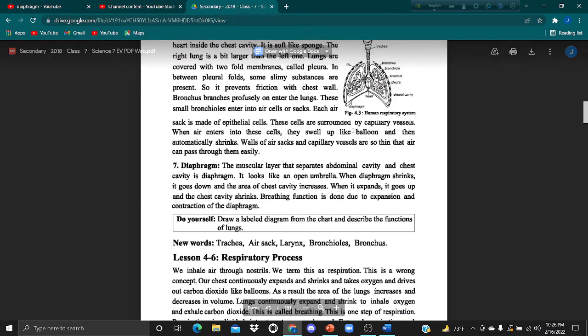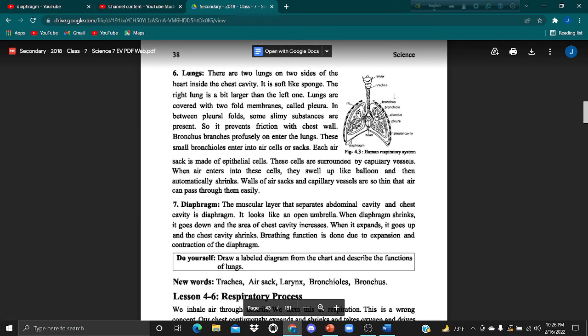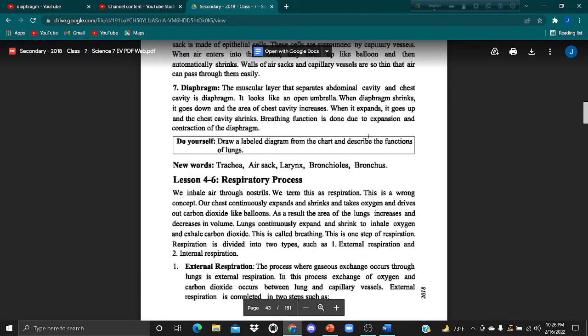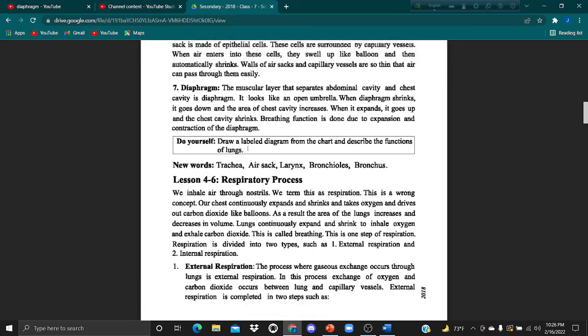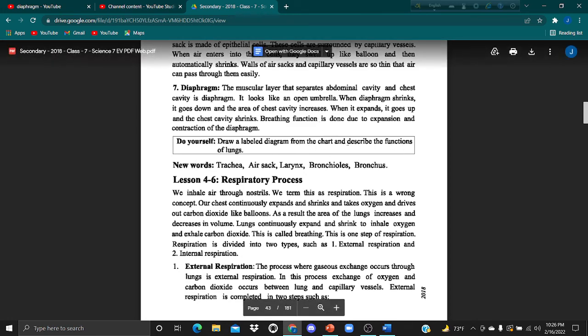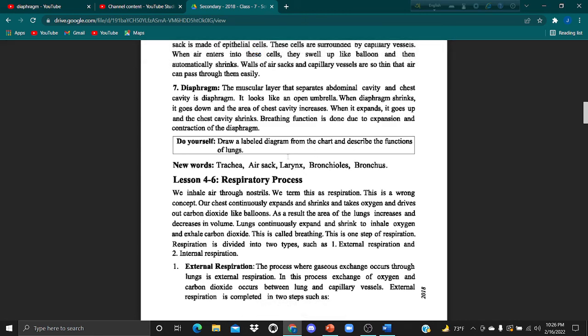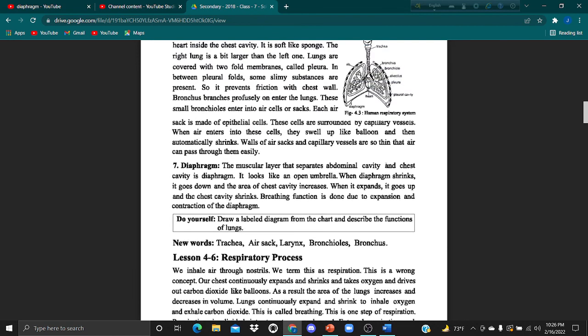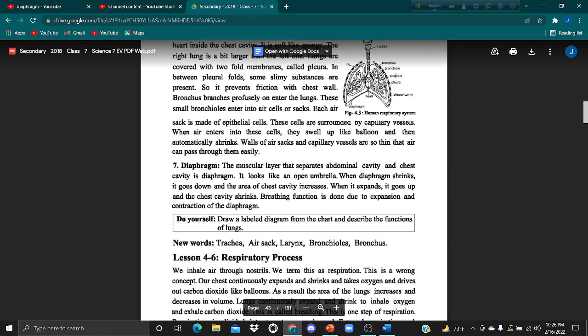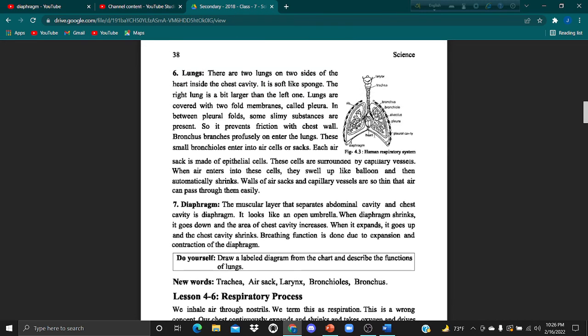Okay, this is the human respiratory system, and your homework will be to draw a labeled diagram from the chart and describe the functions of lungs. Nares, trachea, air sac, larynx, bronchioles, and bronchus. Draw this figure and describe the function of lungs. I think you all can do it.